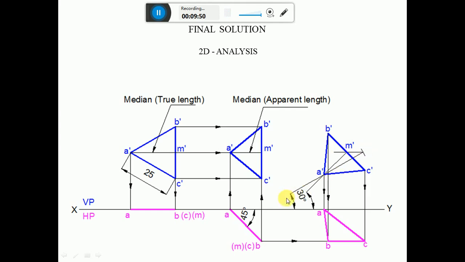Similarly, with the compass, measure the distance from A dash to M dash of the second position top view. With the same A dash as center, cut an arc on the locus line so that you get this point m dash. Then join a dash to m dash, extend on the below side, and mark this angle as alpha.